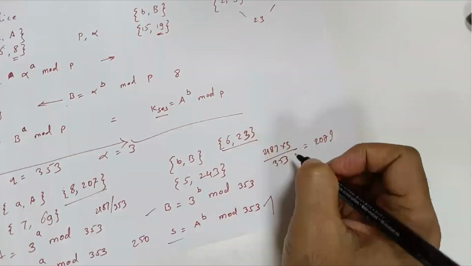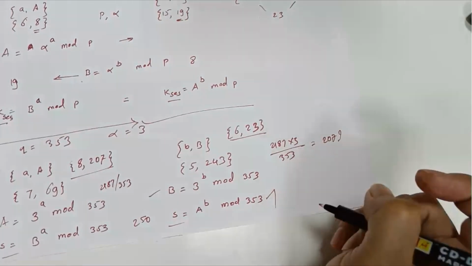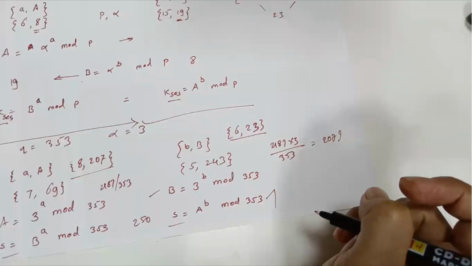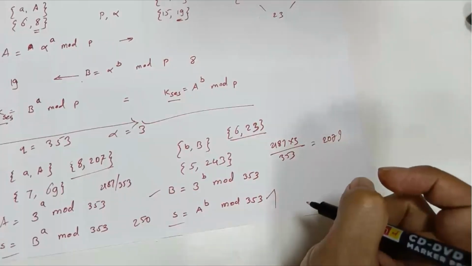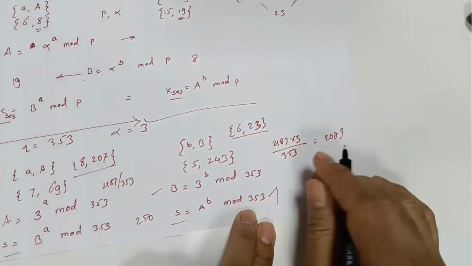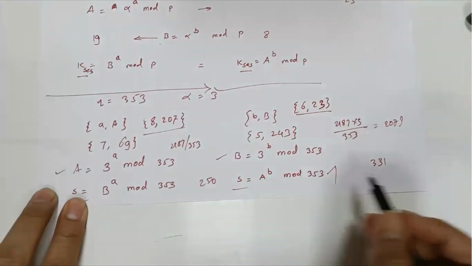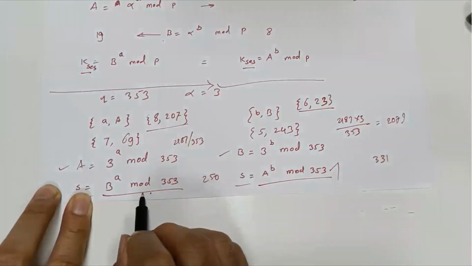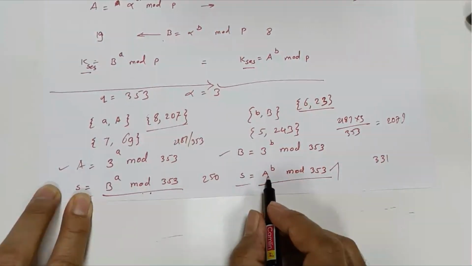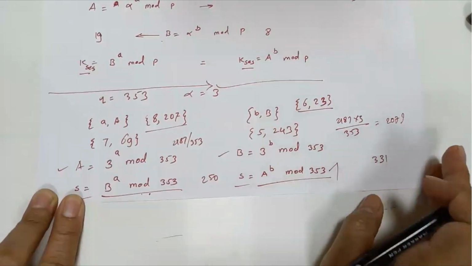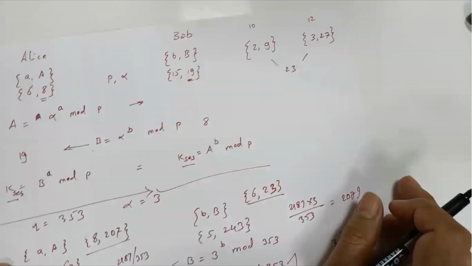For 8 and 6, what is the session key you are getting, Srija? Sir, I'm getting 331. So basically, how do you check whether it is correct? You don't just calculate one value. When you do the calculation for both the session keys for Alice and Bob, they should match with each other. That's it. So once they match, you're good to go.